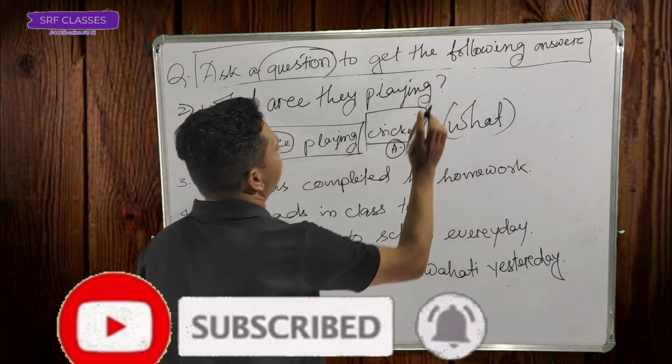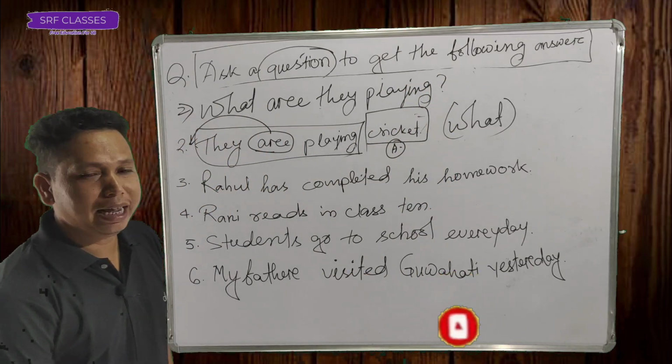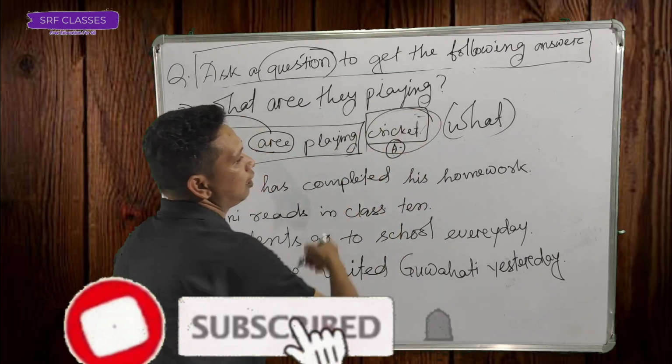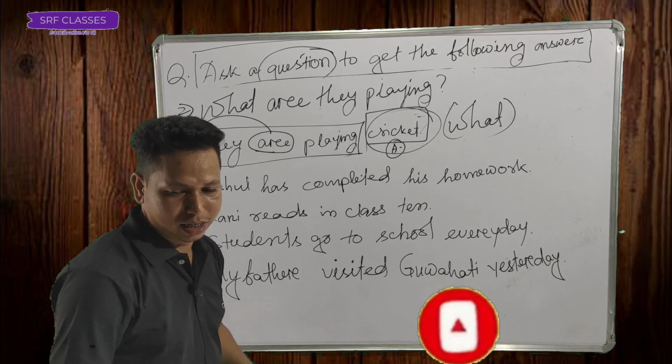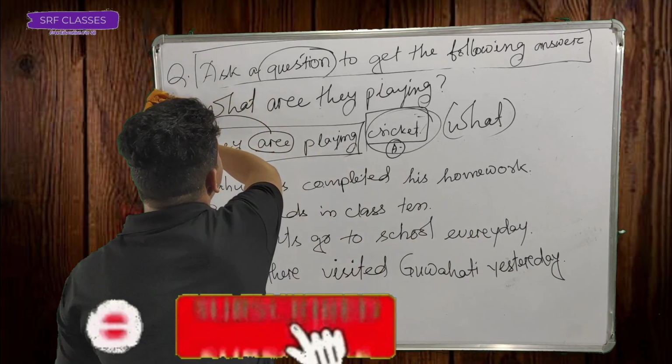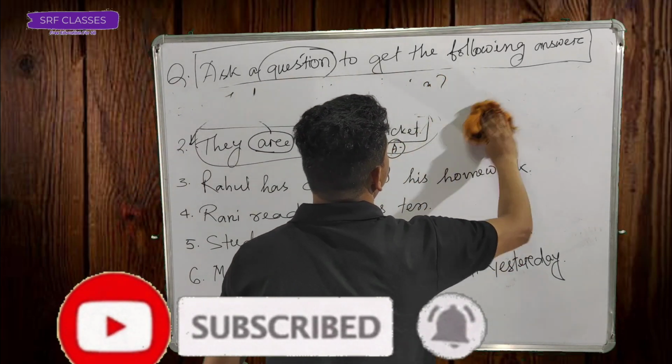At the end, sign of interrogation. What are they playing? They are playing cricket. So this will be the answer. Now let me extend this sentence a little bit.